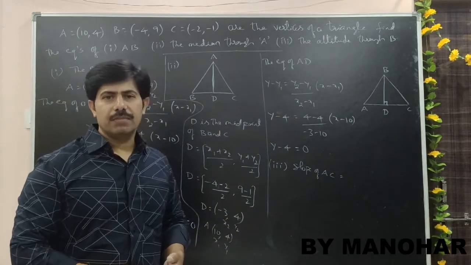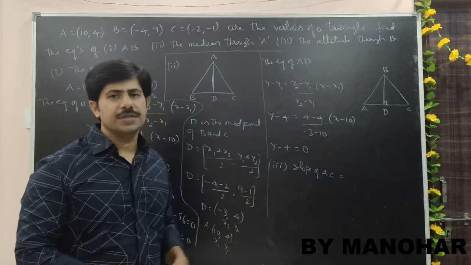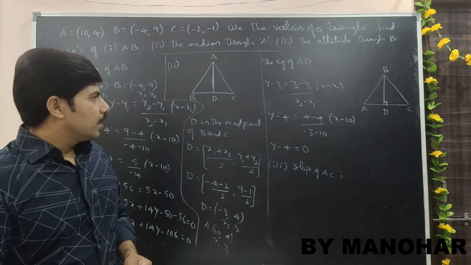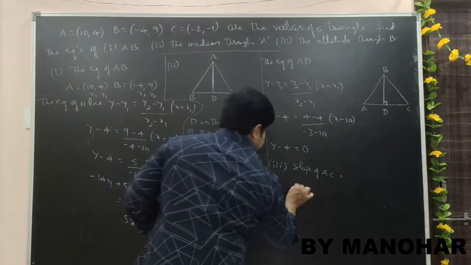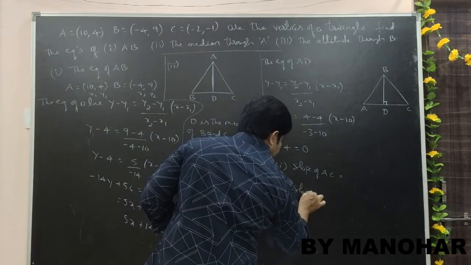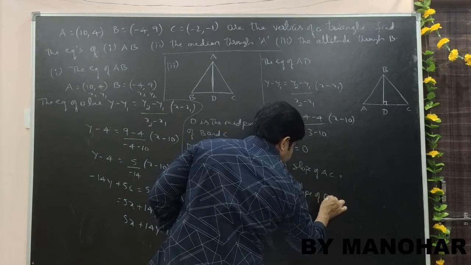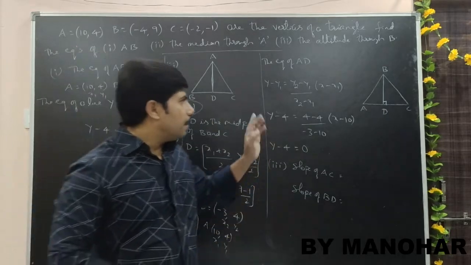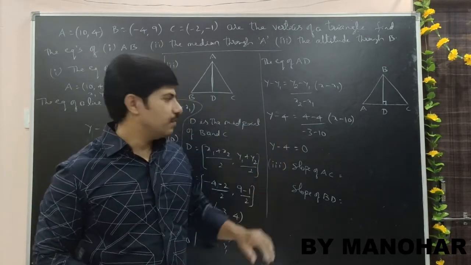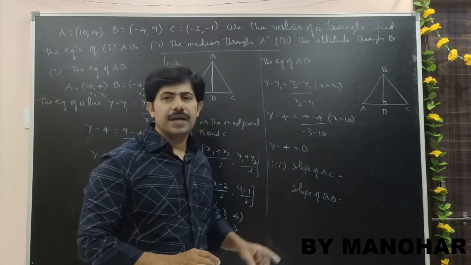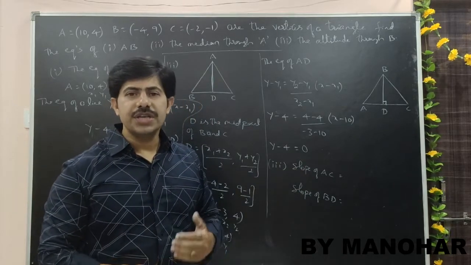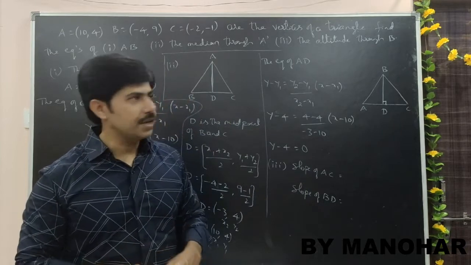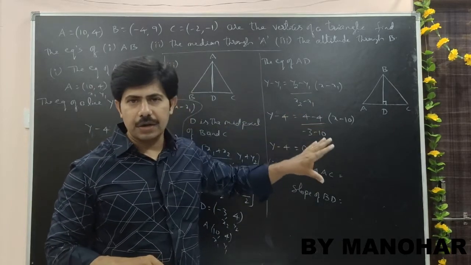Slope is y2 minus y1 by x2 minus x1. You will get the slope of AC. Now after getting the slope of AC, what you do is find the slope of BD. How will you find the slope of BD? See, BD is perpendicular to AC. First find the slope of AC, then reverse the number, change the sign. You will get the slope of BD. Why do you have to reverse the number and change the sign? Because BD is perpendicular to AC.